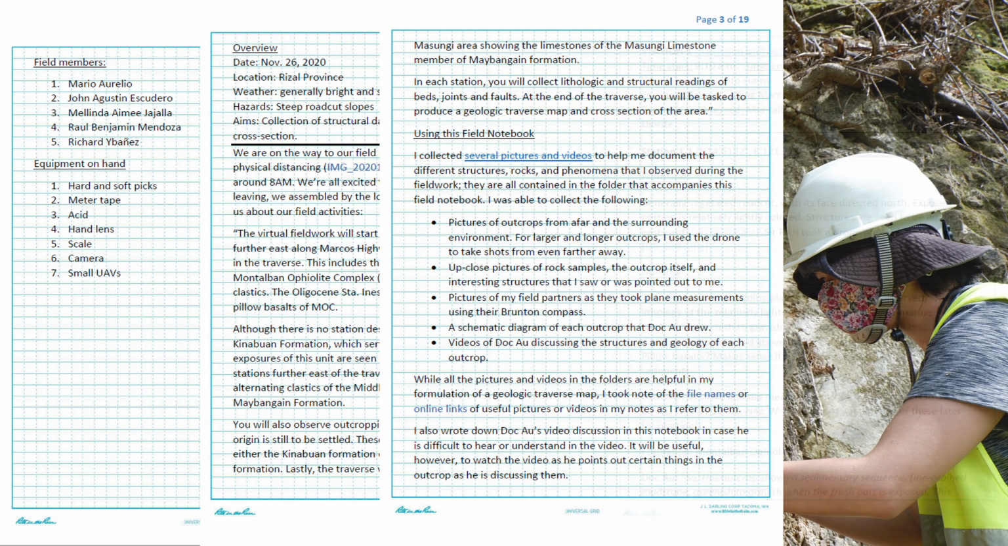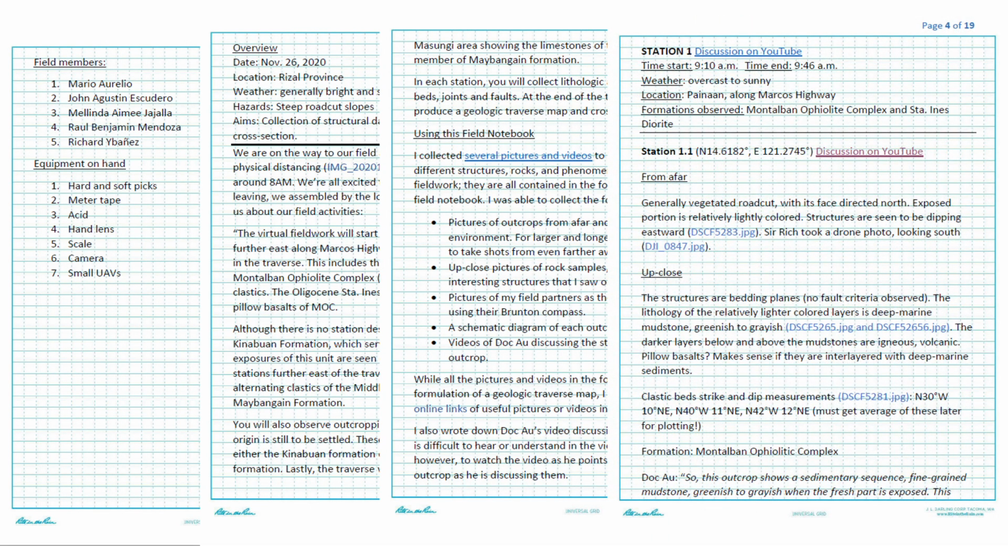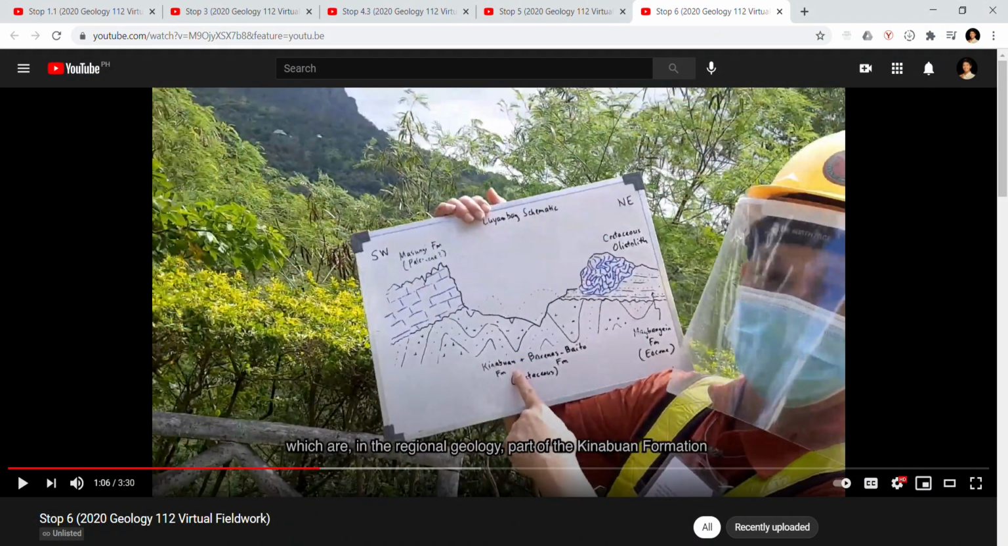The main body of the notebook contains the important information for each station, a description from afar, a description from up close, and a short discussion at the bottom of each page. If the students' internet connections are stable enough, they can click on these links, which leads to videos of the discussion on YouTube.